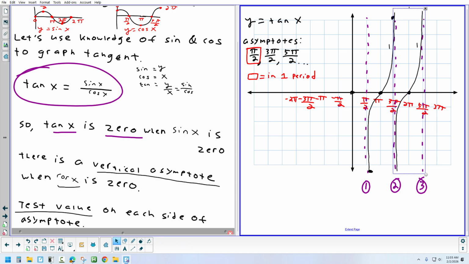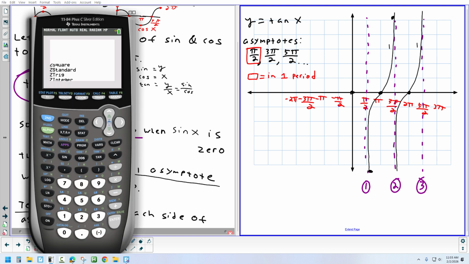About there. So that is the graph of tangent. And if you want to see it on the calculator, do the same thing. It's going to show more sections because it's a bigger screen than what I showed you. What I did was these 2 right here. That's the ones I showed you. Okay, any questions?